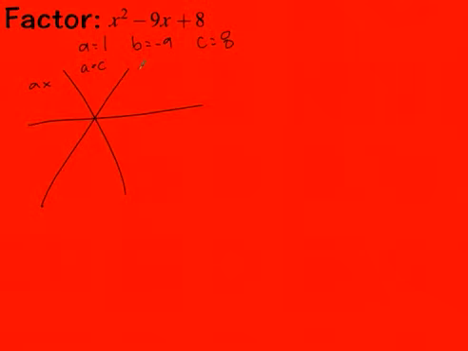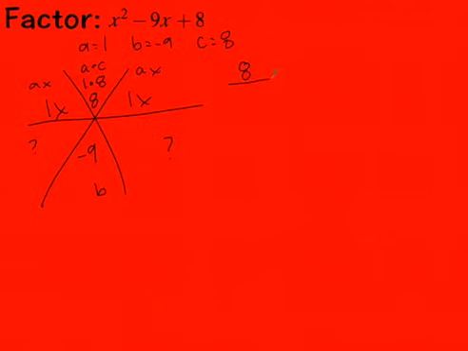On the next one, you've got x squared minus 9x plus 8. So to start, let's label our A, B, and C. So A would be 1, B would be negative 9, and C would be 8. So we start by drawing our star and labeling our star, and then filling in our A, B, and C. So 1x, 1x, 1 times 8, which is 8, and negative 9.